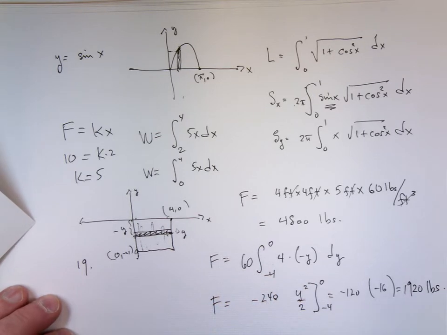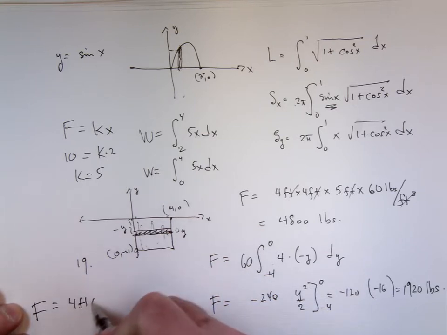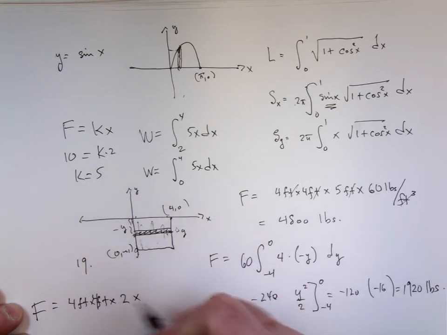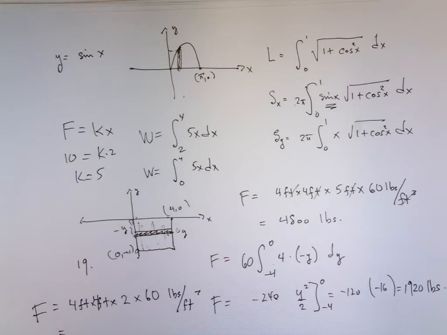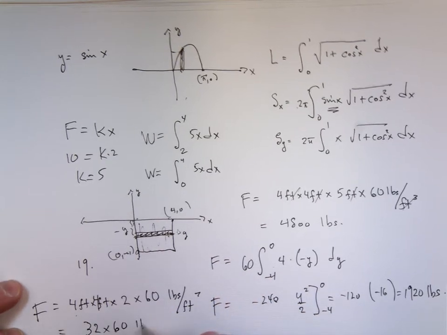But like I said, you could take this and flip it this way. Let's do it that way. The force doing it that way, what do we got? We got this 4 foot by 4 foot square times a depth of 2 feet, times the 60 pounds per cubic foot density. Everybody see what I'm doing? I'm taking this, flipping it right around the midpoint. So you get 16 times 2 times 60 pounds, and that's equal to 1920 as well. So you could have done it that way too.